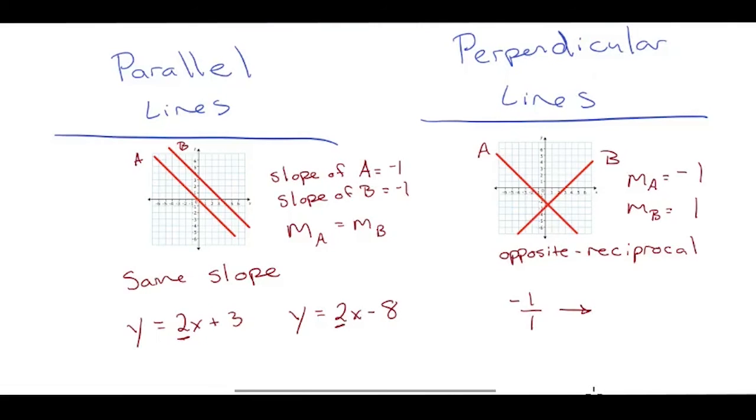Okay? Now, what's the opposite reciprocal of -1/1? Well, first it would be positive, and then we'd flip it, and it would be 1/1. Well, isn't 1/1 equal to 1? So the opposite reciprocal of -1 is +1.